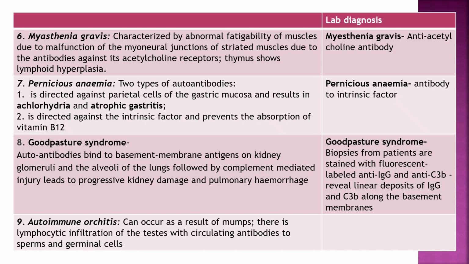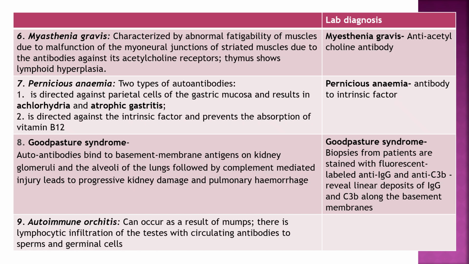Goodpasture syndrome: autoantibodies bind to basement membrane antigens on kidney glomeruli and alveoli of lungs, followed by complement-mediated injury, which leads to progressive kidney damage and pulmonary hemorrhage. So in investigation, biopsies from patients stained with fluorescent labeled anti-IgG and anti-C3b reveal linear deposits of IgG and C3b along the basement membranes.